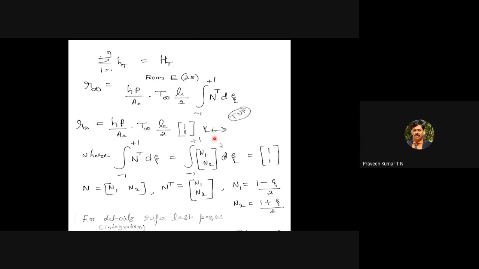So N transpose, we get the integration from -1 to +1 of N into N transpose, which is nothing but 1 1. We know that N is N1 N2, and N transpose is N1 N2. The N1 value is known, 1 minus xi divided by 2. The N2 value is known, that is 1 plus xi divided by 2. The complete derivation is there in the last pages.